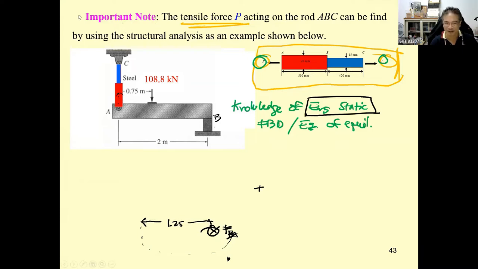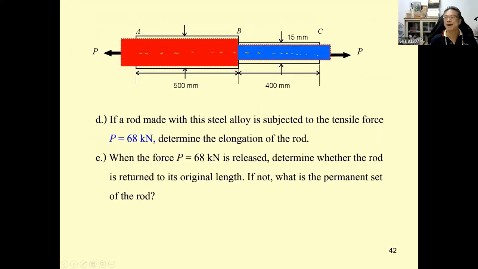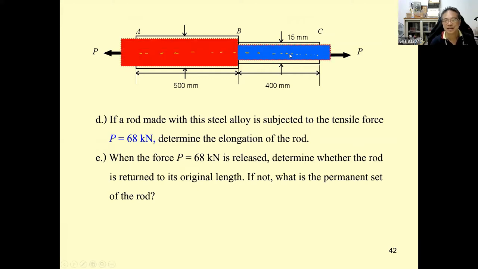I make this important note to tell you about in some problems. Let us have this member ABC, and the AB is going to be larger than the BC. It has the diameter of 20 millimeter, but BC has the diameter of 15 millimeter. Since this one is subjected to the two force member, if you cut the member and determine the force F sub AB, you do the summation of F sub X equal to zero. F sub AB over here is going to be 68 kilonewton.